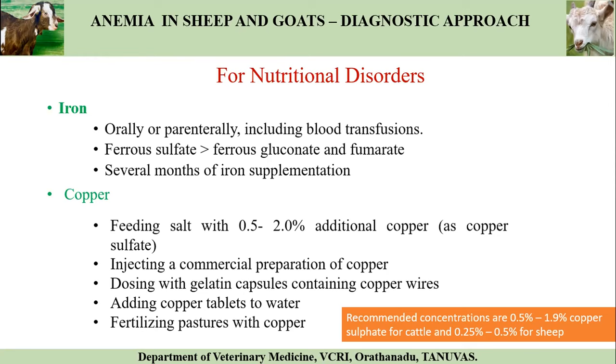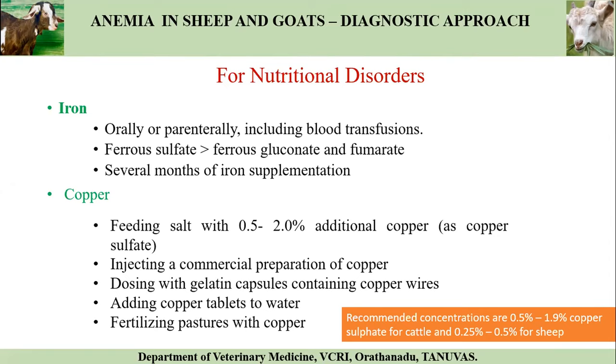Ferrous sulfate is more commonly available than ferrous gluconate and fumarate, but all the forms are accepted in small ruminants, and several months of iron supplementation is needed. You won't get an immediate result.